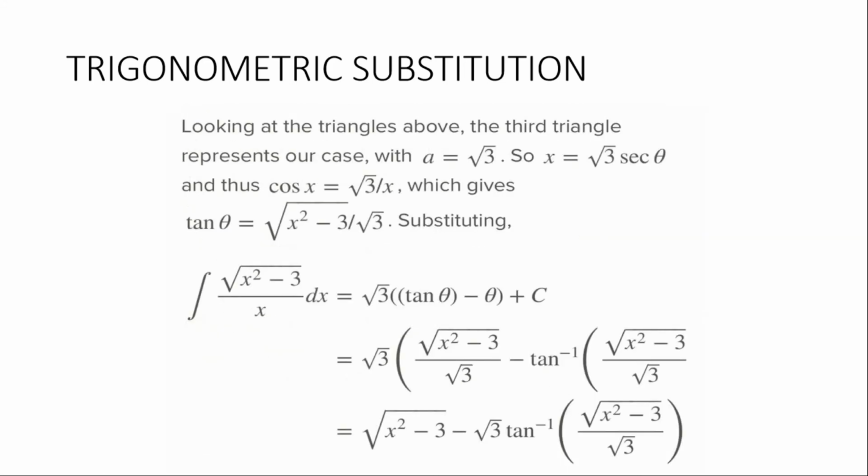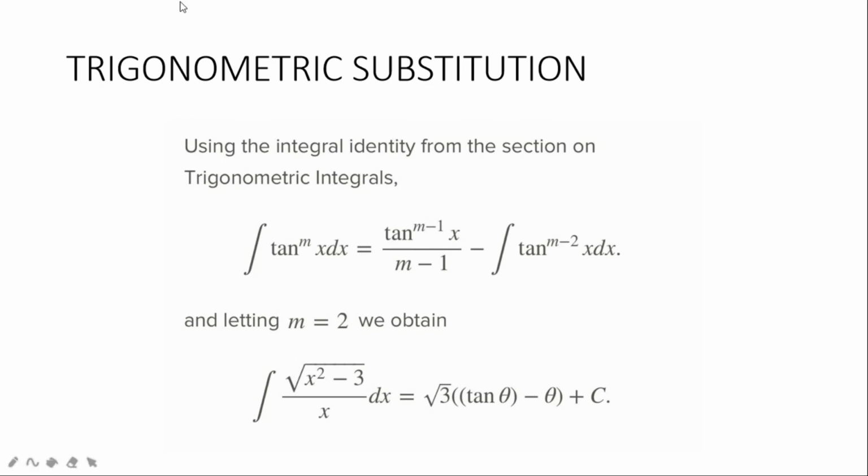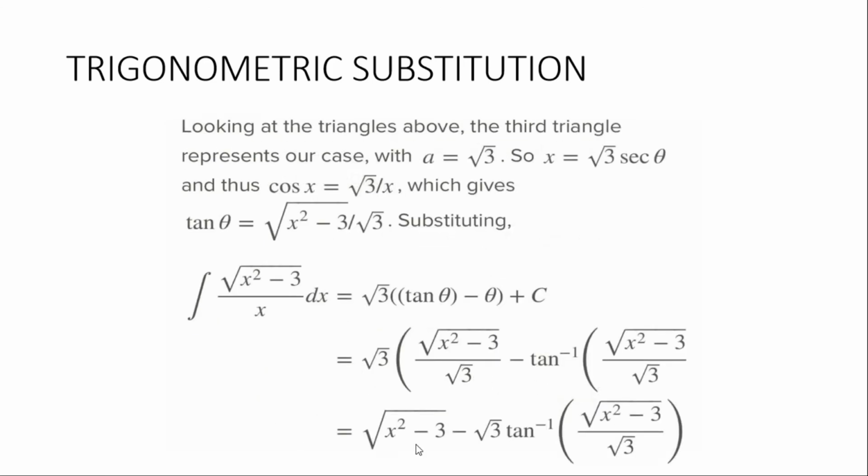After we find the integral, we have to use the integral identity from the section on trigonometric integrals to obtain this expression, and we let m equal 2. And finally, we look at the previous triangle figures, and the third triangle represents our case with a equal to square root of 3. So x is equal to square root of 3 secant theta, and cosine theta will be equal to square root of 3 over x, which makes tangent theta equal to the square root of x squared minus 3 over square root of 3. Then we substitute this into the integral, and we will find the final answer.